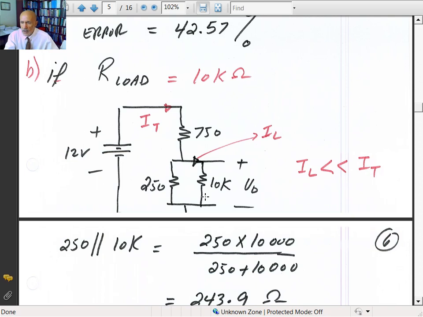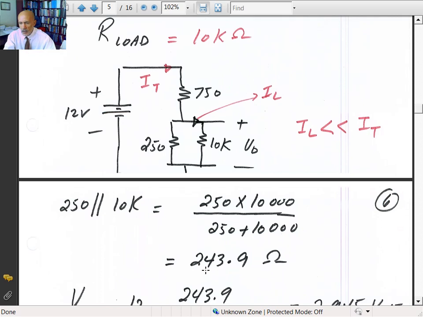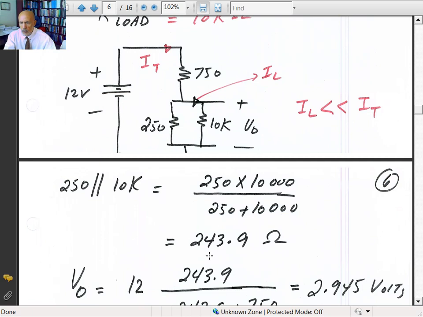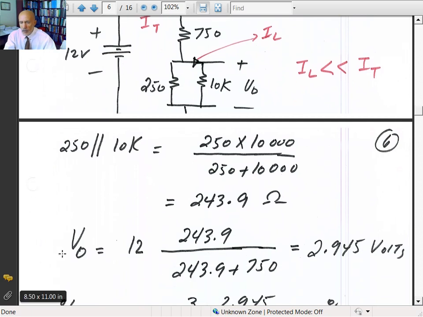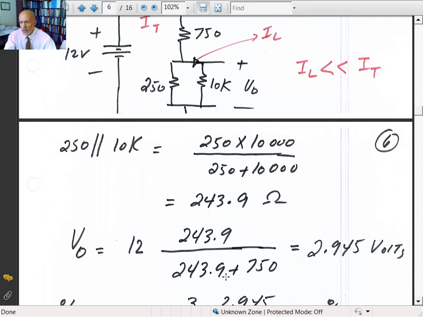250 in parallel with 10K gives you 250 times 10,000 over 250 plus 10,000, and that gives you 243.9, which is very close to 250. So the combination of these two drops the resistance to 243.9. Now if I look at the output voltage, it will be 12 times 243.9 divided by 243.9 plus 750. So you're doing a voltage divider there. So the voltage will stay at about 2.945 volts.